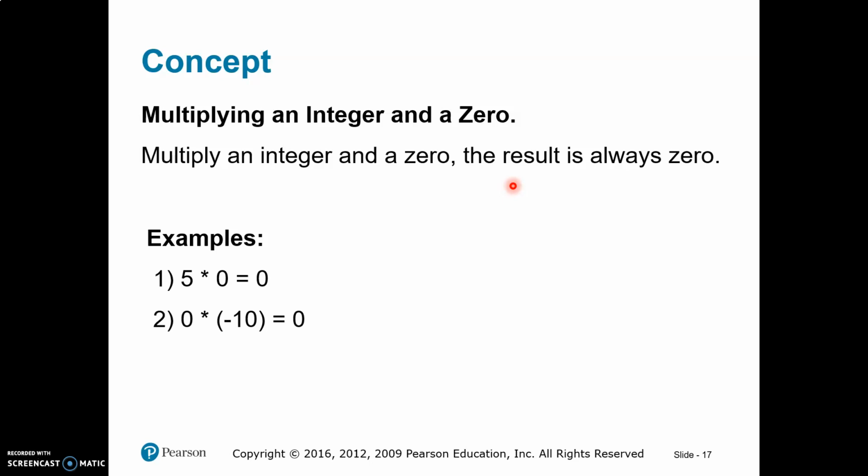Now, what about multiplying and dividing 0 and a number? Multiplying an integer and 0 is always 0. So 5 times 0 is 0. 0 times negative 10 is still 0.